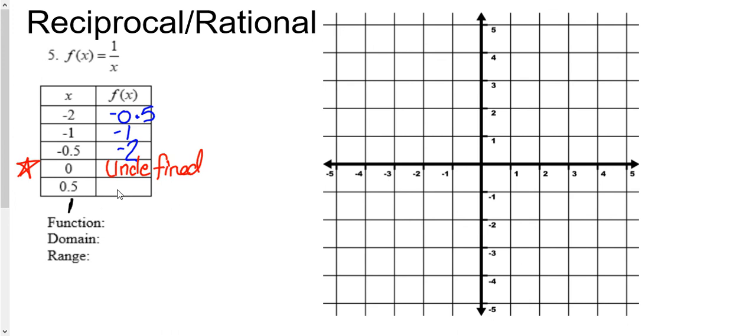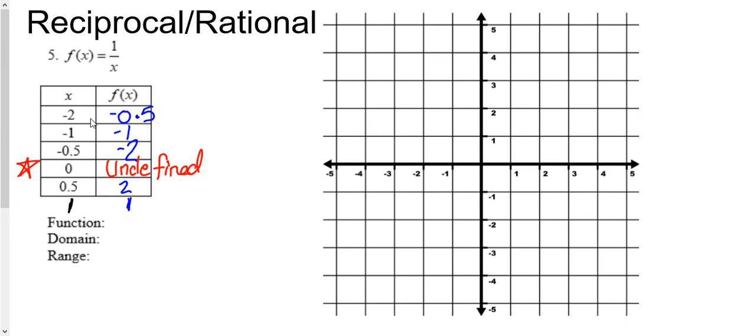1 divided by positive 0.5. Again, I'm going to do a quick check on my calculator. It should be positive 2. And 1 divided by 1 should just be positive 1. Again, I would try to add on one more down here. I'd add on an x value of 2, and that'd be 1 divided by 2, which is just a half, just an FYI. So I would add that on as well. So before we move on to function, domain, and range, let's try our best to graph this.